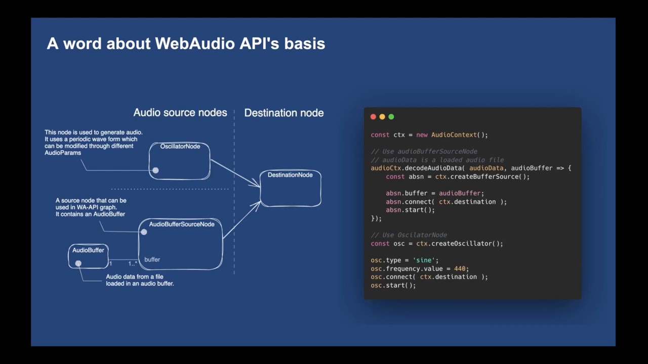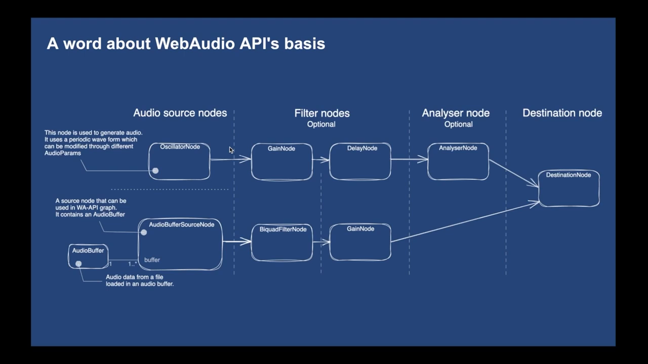Between the audio source nodes and the destination node, we can apply as many nodes as we want, like filter nodes or analyzer nodes. Several nodes can be connected to the destination node. Here, we can see that we have this part of the graph and this second part of the graph, and the two branches are connected to the destination node. Nodes can also be modified with their audio params, but we will see this later. So the two main audio source nodes we will speak about are the audio buffer source node, which, as I said, is used to play audio files, and the oscillator node, used for audio synthesis.